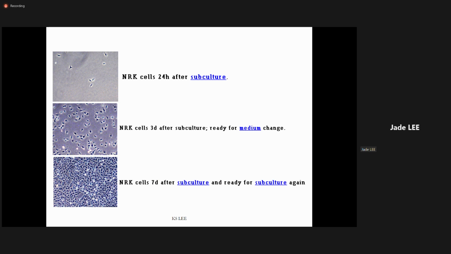They are very much dividing, and they use up the medium quite easily. And if you look at this panel, after 7 days of subculture, there is no more space for the cells to grow because they are too crowded, and also the medium is already exhausted. So what you need to do now is to do the subculture, because you want to provide the fresh medium and also more space for the cells to continue to survive or continue to grow.